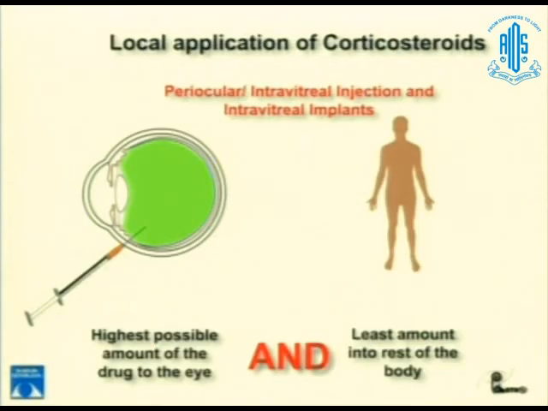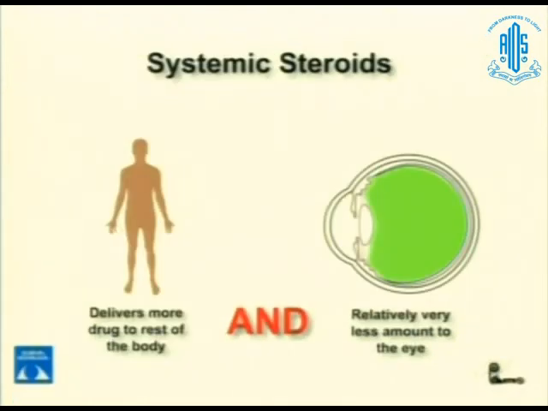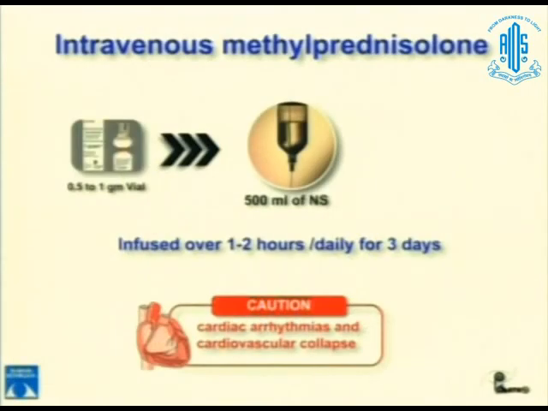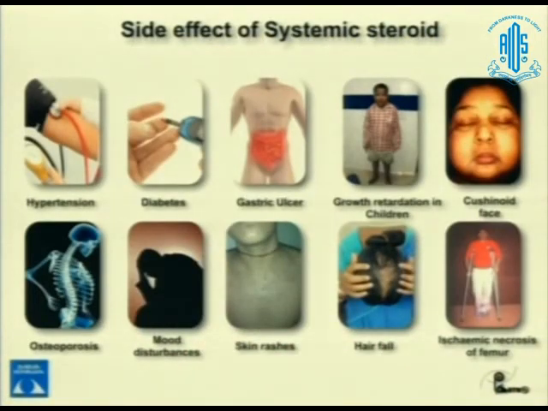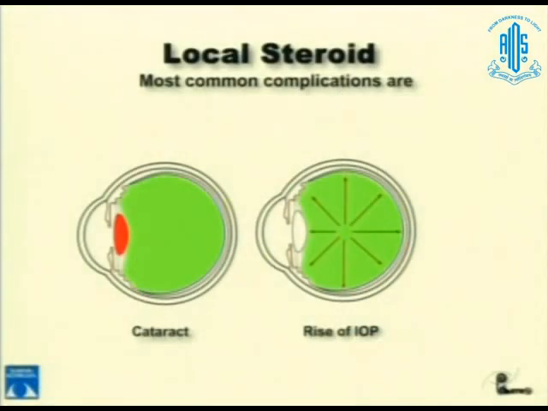So local application, what happens here? The highest possible amount of the drug is delivered to the eye and the least amount to the rest of the body in case of local steroid. Whereas in cases of systemic steroid, it delivers more drug to the rest of the body and relatively very little to the eye. So we have intravenous methylprednisolone, which is very effective in treating visually threatening uveitis cases, but it has significant side effects like cardiac arrhythmia or cardiovascular collapse. There are a lot of side effects of systemic steroid. And local steroids are most commonly known to cause two significant side effects: cataract and rise of intraocular pressure.